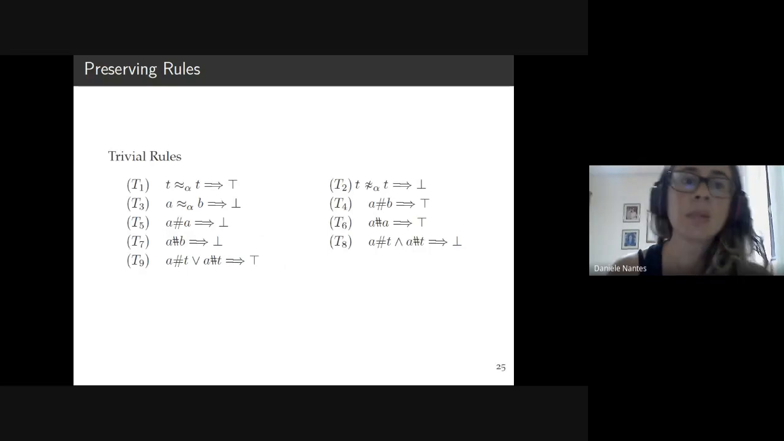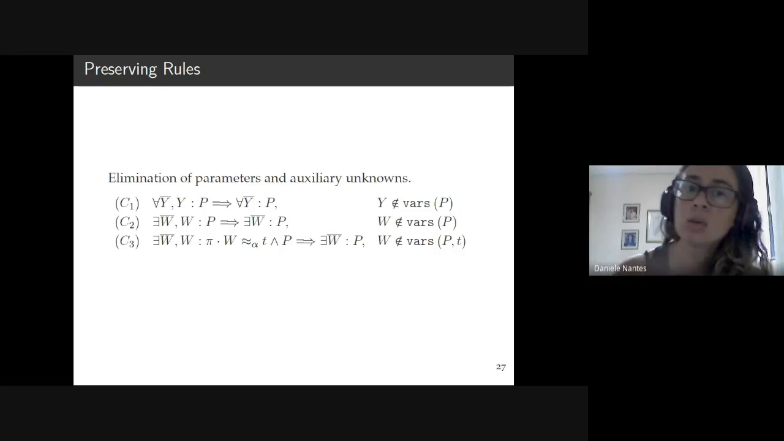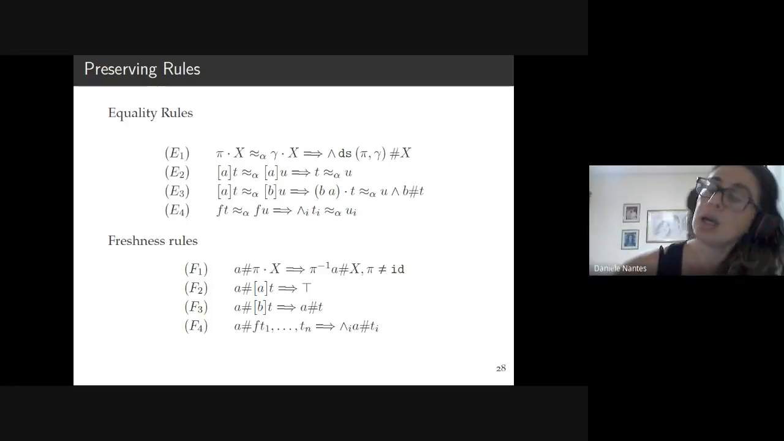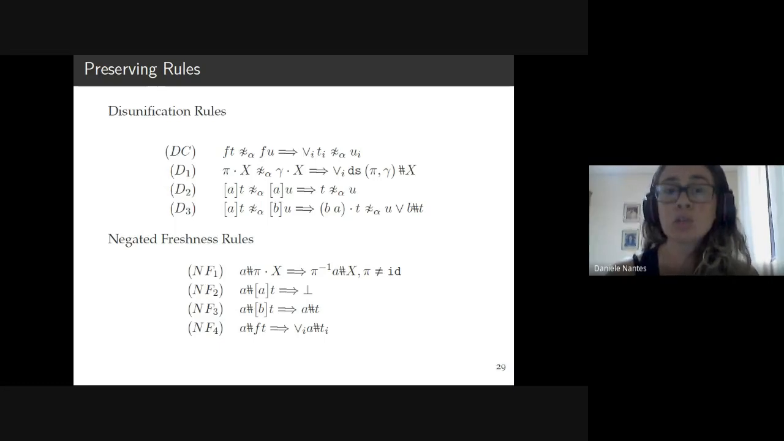The algorithm is basically the application of these rules, in the order that I'm presenting here. We first start applying trivial rules, then go to clash and occur check rules, and then to elimination of parameters. This is the strategy that we fixed. And then we have freshness and equality rules. These rules are different from Lescan because they didn't have freshness and they didn't have rules for abstractions. And then disunification rules, which are very similar to the previous rules, but now I'm dealing with the negation.